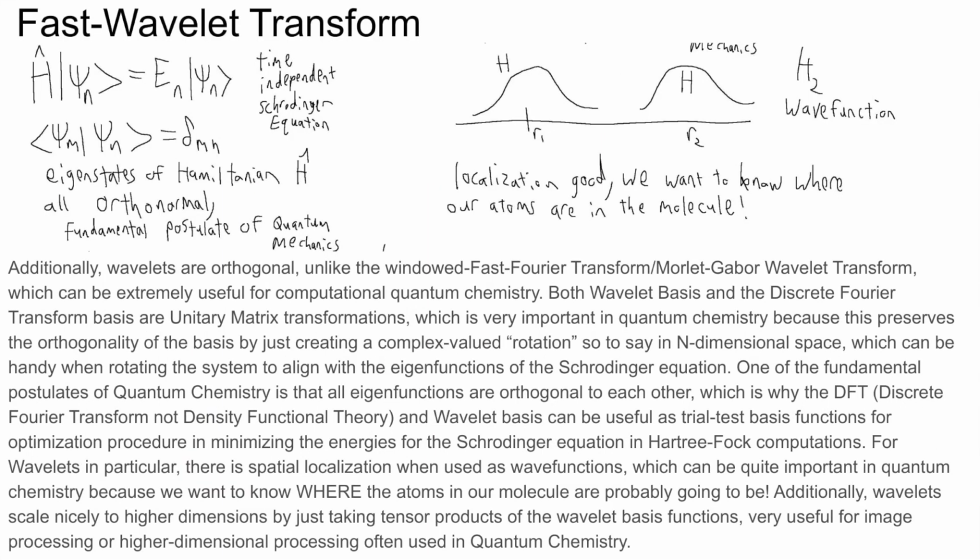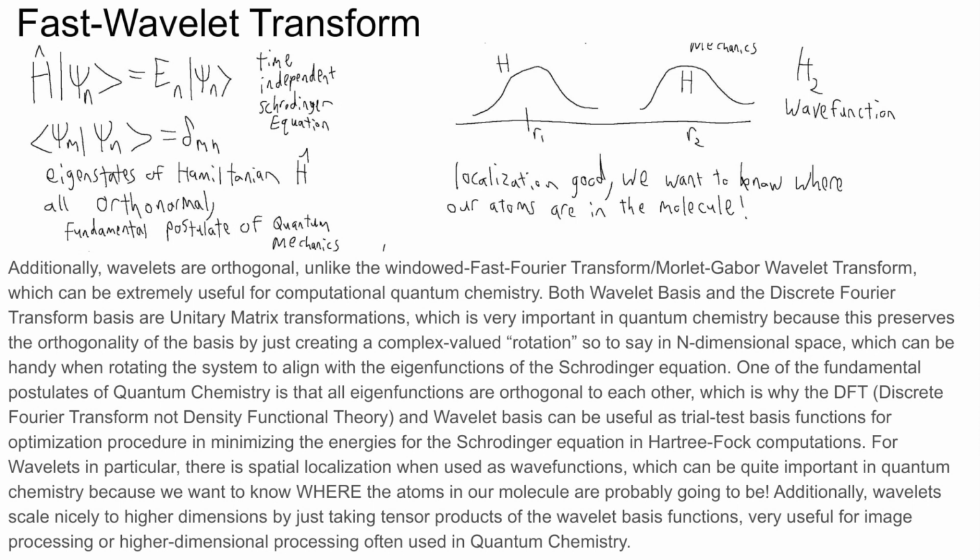The orthogonality property of wavelets can also be very practical for other situations outside of signal processing. And unlike the windowed fast Fourier transform Morlet-Gabor wavelet transform, this can be extremely useful for computational quantum chemistry. Both wavelet basis and the discrete Fourier transform basis are unitary matrix transformations, which are very important in quantum chemistry because this preserves the orthogonality of the basis by just creating a complex valued rotation, so to say, in n-dimensional space, which can be handy when rotating the system to align with the eigenfunctions of the Schrödinger equation.